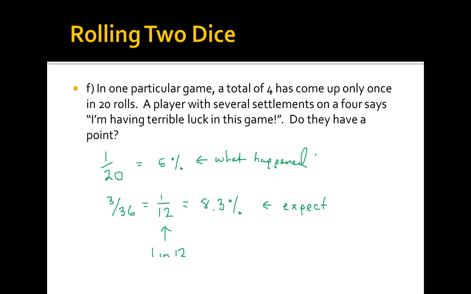So I think our friend probably has a bit of a point. Their luck is not as good as what is expected. She expects to get 4s about 8.3% of the time, but they only come up 5% of the time. That's the thing with theoretical probability. It's what should happen, what we expect to happen, but of course, it's not always guaranteed to happen that way in real life.